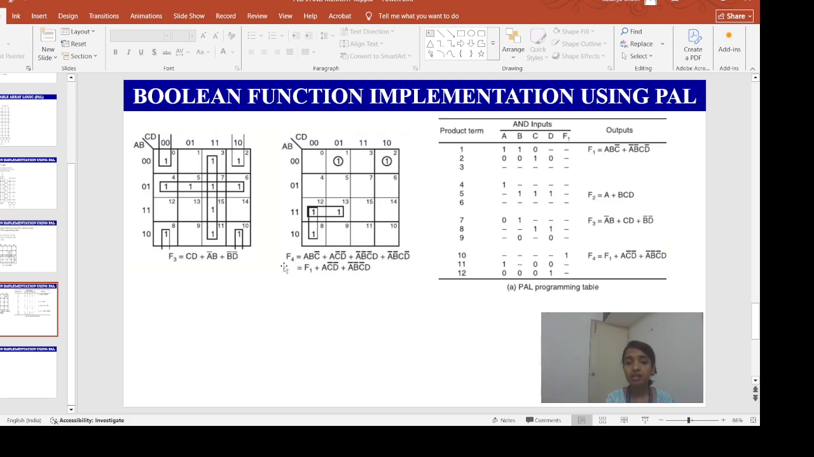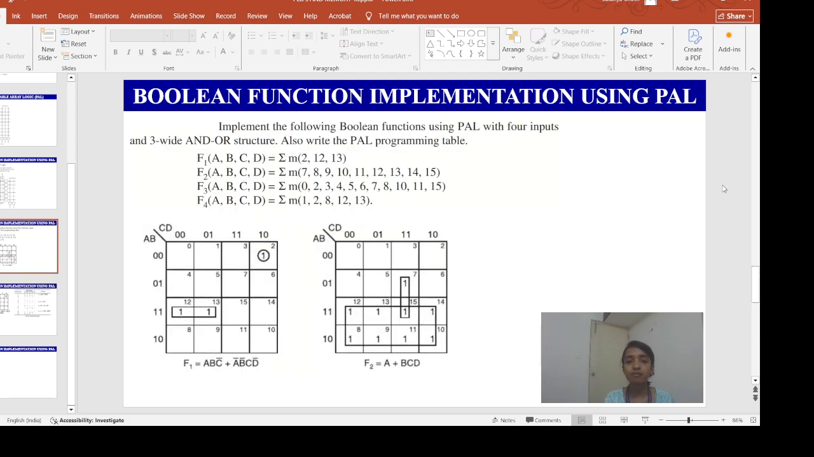But here you can see when we find the Karnaugh map for F4, we are expressing it in terms of F1. Ultimately we have to give it as the input to the AND gate, right? So we have to fix how many inputs the AND gate will have. Since we have expressed F4 in terms of F1, we have to write 5 inputs of the AND gate.